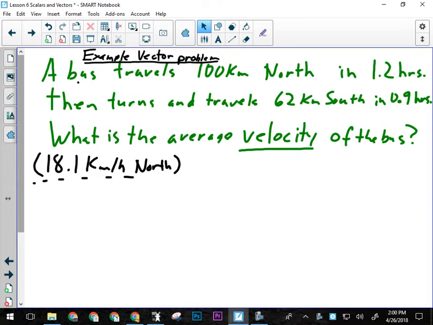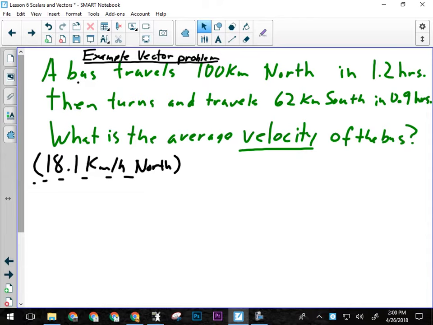Whereas with a scalar quantity, I don't care which way it went, just how far, how fast, or how long. That's all I care about for those. Direction isn't important for scalar quantities. Now, this question was our first example of a question that involved vectors. It involved that direction was important, and it consists of two parts.